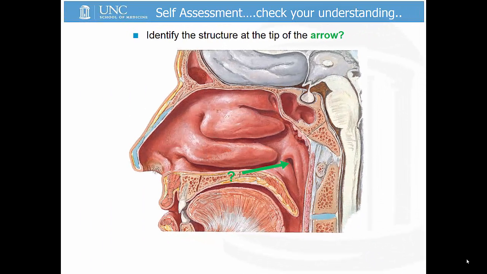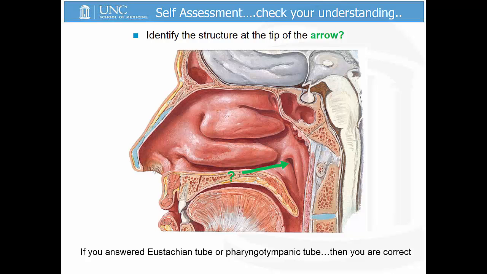Let's consider another self-assessment so that you can check your understanding. Identify the structure or opening at the tip of the arrow. If you answered eustachian tube or pharyngotympanic tube, then you are correct. Remember that the eustachian or pharyngotympanic tube connects the nasopharynx with the middle ear cavity and helps us equalize pressure.